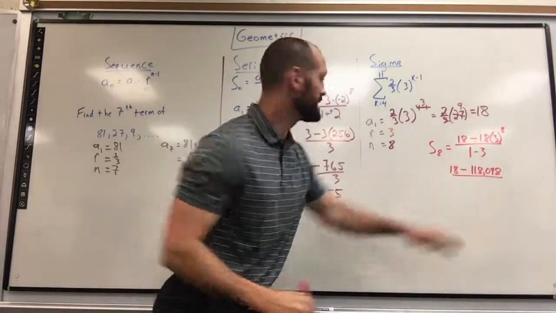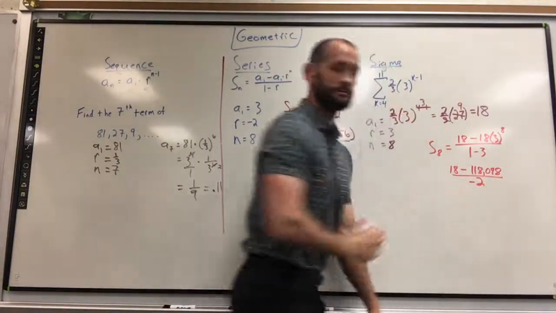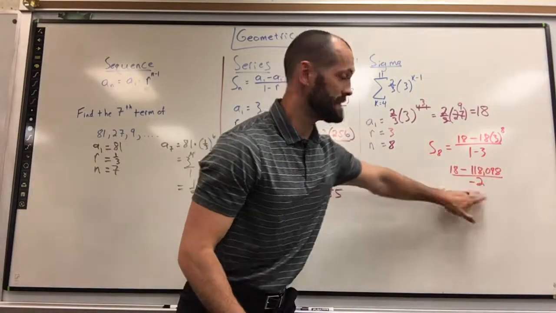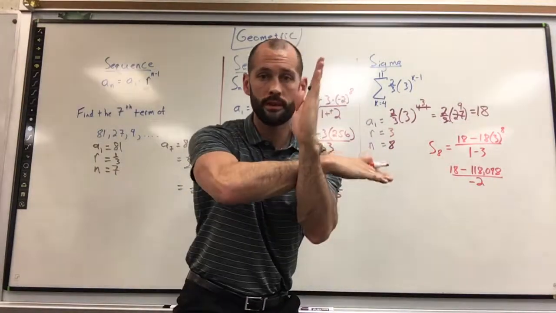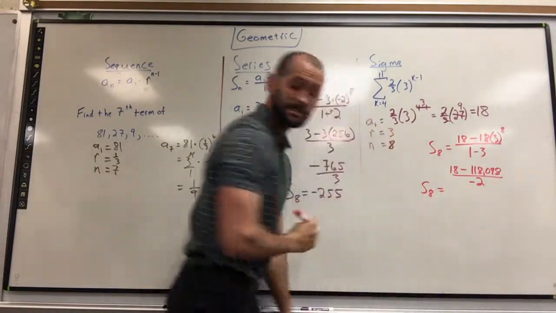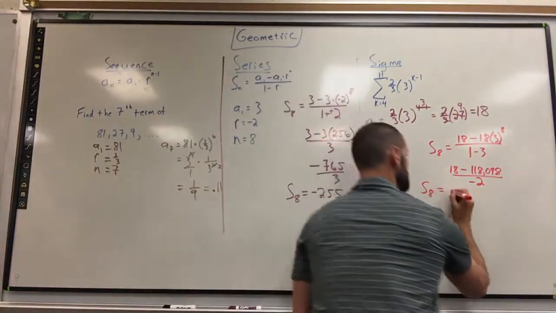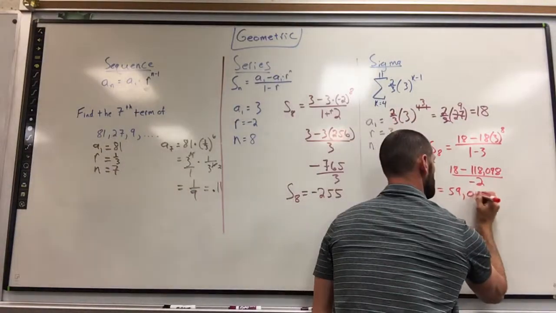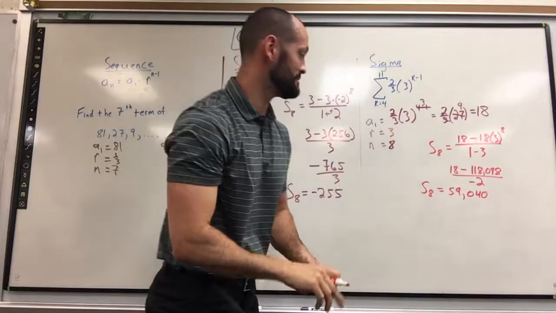On the bottom, we get a -2. Now recognize something. When we subtract up top, we'll get a negative, and the bottom's a negative. Give me the positive. Final answer. The sum of the first 8 terms is 59,040, which is still larger than my salary.